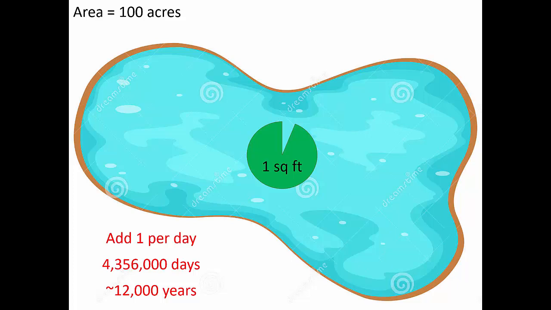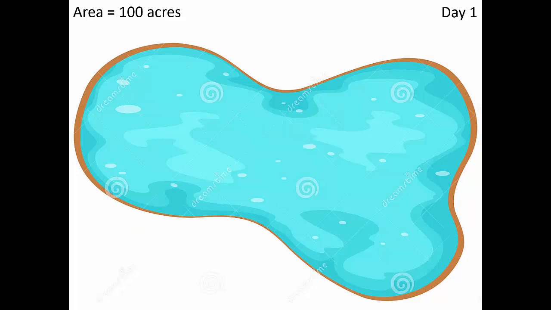Now consider the other option, that we just add 1 lily pad on the first day, and we let it reproduce on its own. Let's say it reproduces at a rate of doubling each day, so 1 lily pad becomes 2 lily pads, becomes 4 lily pads, and so on. How long would that take to kill the lake? Well, let's see. On day one, there's exactly 1 lily pad on this lake.